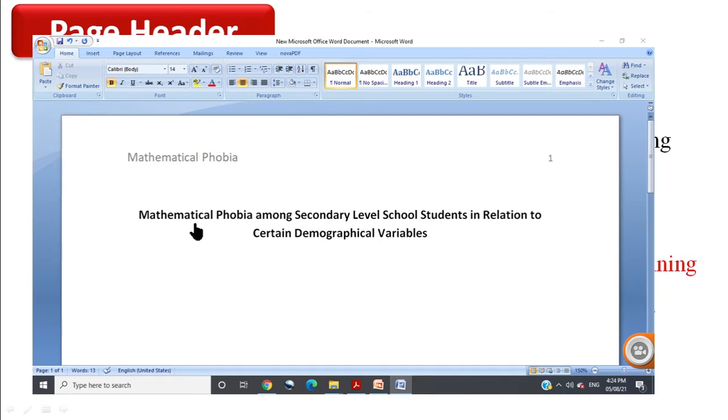This is a paper: mathematical phobia among secondary level school students in relation to certain demographical variables. See, the first alphabet of each major word is capital. Title is centrally aligned, bold. On the right side of the page header, you will see page number 1 on the title page, and on the left side of the page header you will find the running head. Running head is a smaller portion of a title which helps understand the title of the study.